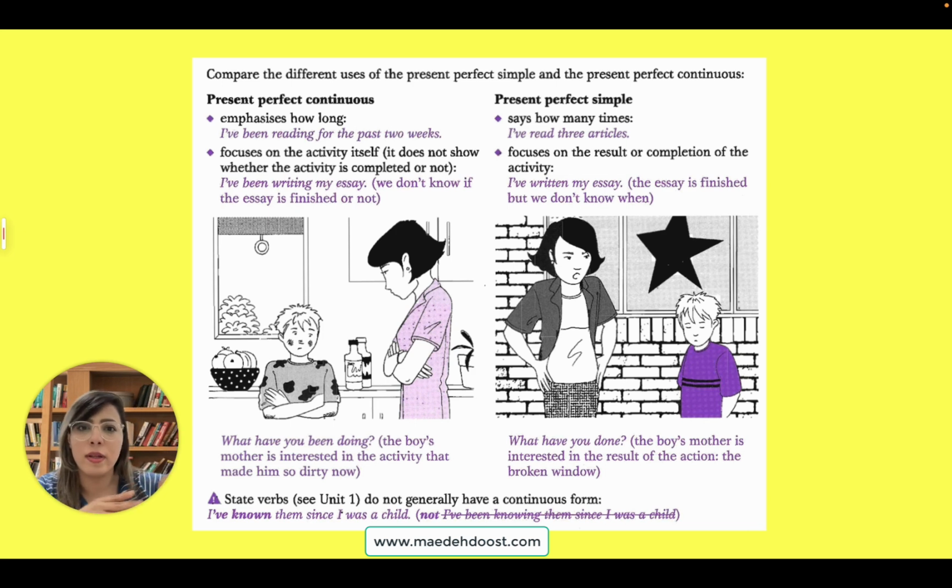Let's go to the next one. Present perfect simple says how many times something happens. مثلا میخوام بگم من این کتاب رو 3 بار خوندم. I've read this book 3 times.